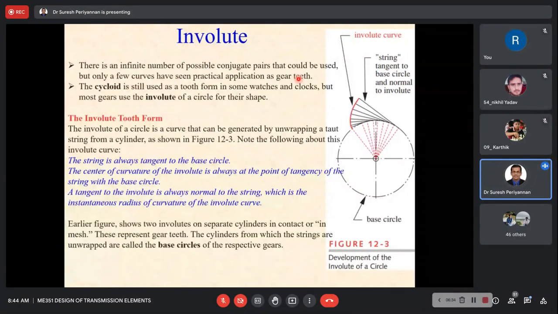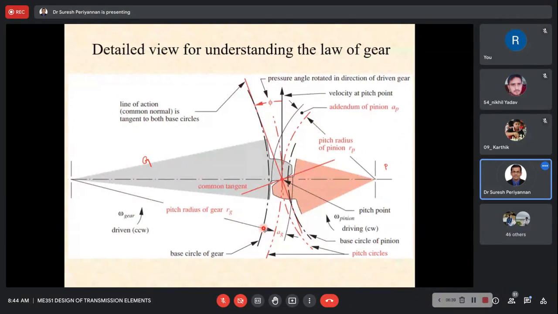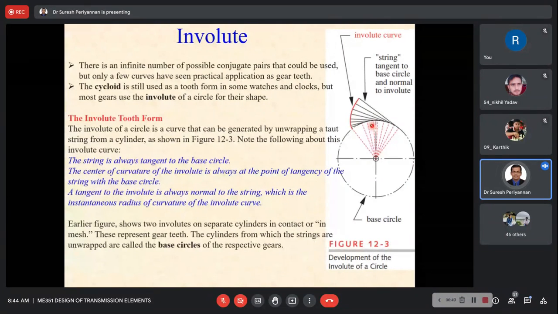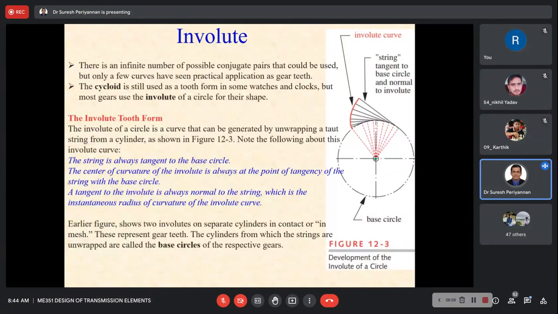Now, what I'm telling you here, we already discussed the base circle, right? This is the base circle of the gear. This is the base circle of the pinion. From this, I'm taking the base circle of the gear. From this base circle, I take this as a center point, and now I am considering some points from this point to this point.